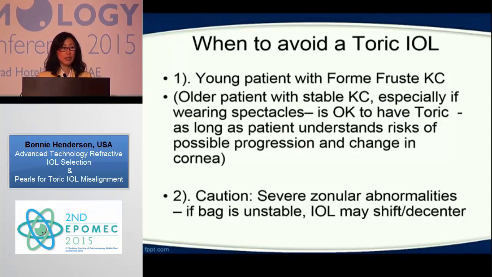So in a younger patient whose corneas are going to change, I will choose not to put in a toric lens. However, if they're an older patient, specifically if they've been wearing spectacles, they're not contact lens dependent for their vision, and they've been pretty happy correcting their irregular cornea with a regular pair of glasses, then I know that patient will probably do just fine with a toric intraocular lens. However, if they have always been contact lens dependent, then I tend not to put in a toric lens, because I know it's going to be much more difficult to correct their astigmatism if I've already put a toric intraocular lens into their eye. Also, if they have a very abnormal eye, with very severe zonular abnormalities, the bag may be unstable, and the toric lens may shift later on.